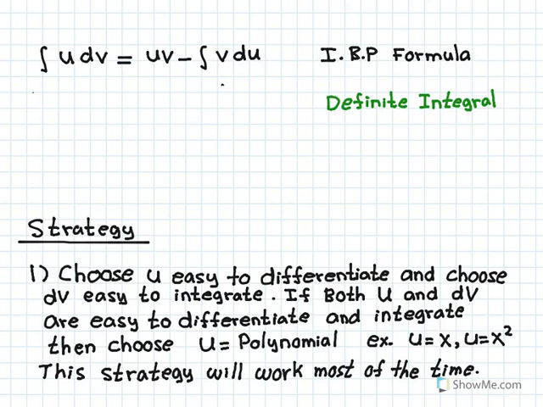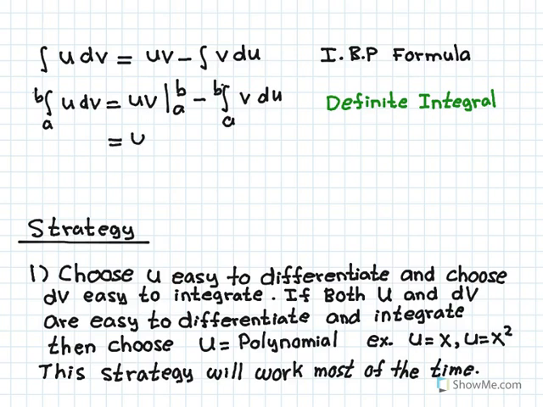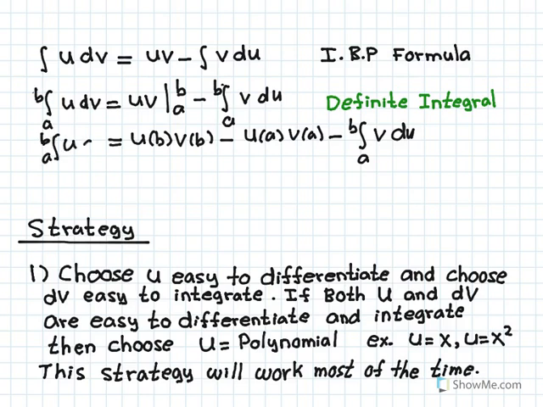Let's talk about a definite integral. If we have limits, integral from a to b, u dv, that's equal to uv from a to b, minus integral v du, and the limits of integration are from a to b. Now applying the fundamental theorem of calculus, we get u of b, v of b, minus u of a, v of a, minus integral a to b, v du. So that's the result for the integral a to b u dv.